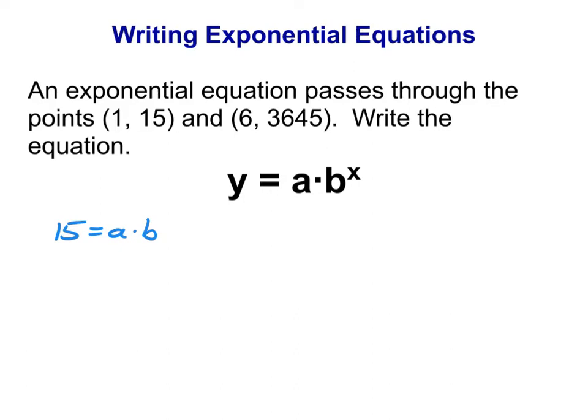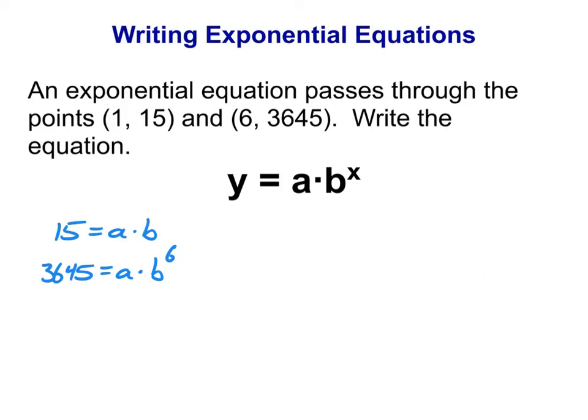Now I'm going to go over and do the same thing with the second point as well. So I grab my y value and I plug that in for y, so that's going to be 3,645 equals a times b to the power of 6 in this case. Just taking that x coordinate and plugging it in for the x value there. Now this one, there's no other simplification we can do.